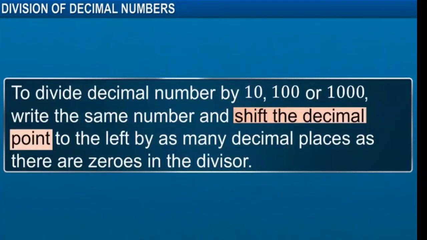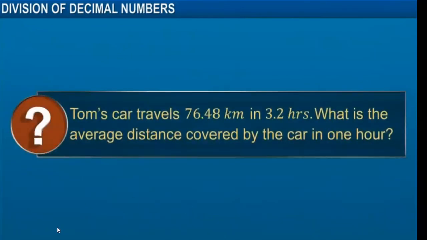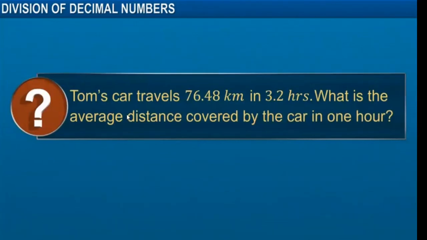Tom's car travels 76.48 kilometers in 3.2 hours. Let's help Tom calculate the average distance covered by the car in 1 hour. Okay, so here we have a question. Tom's car travels 76.48 kilometers in 3.2 hours. What is the average distance covered by the car in 1 hour? So we can see distance is given, time is given. We are asked to find the average distance, so we have to do the division, that is the total distance covered divided by the time taken.